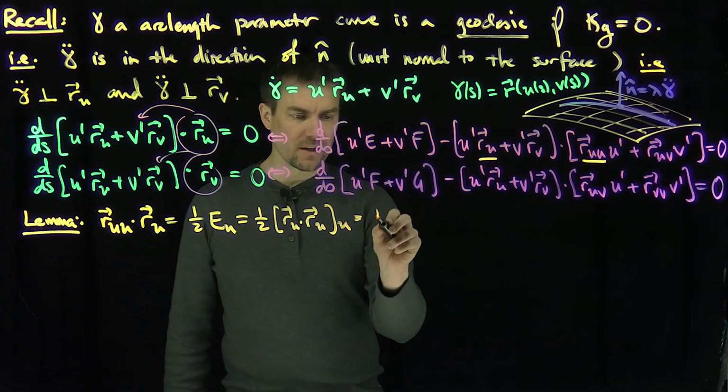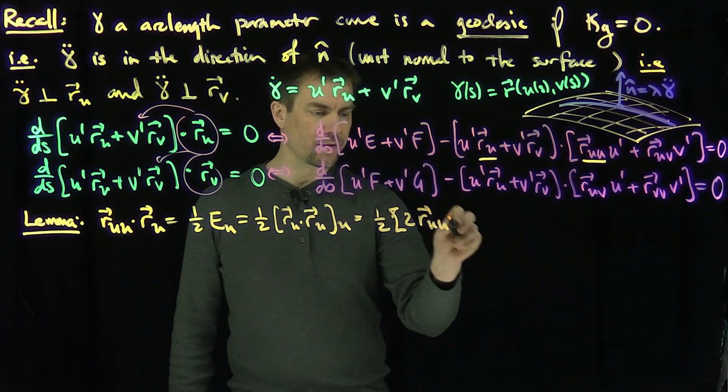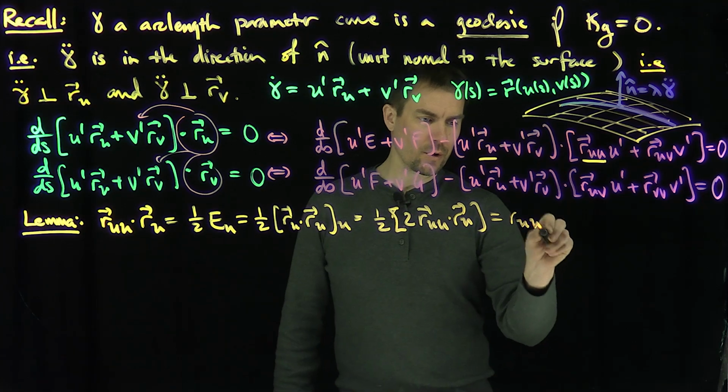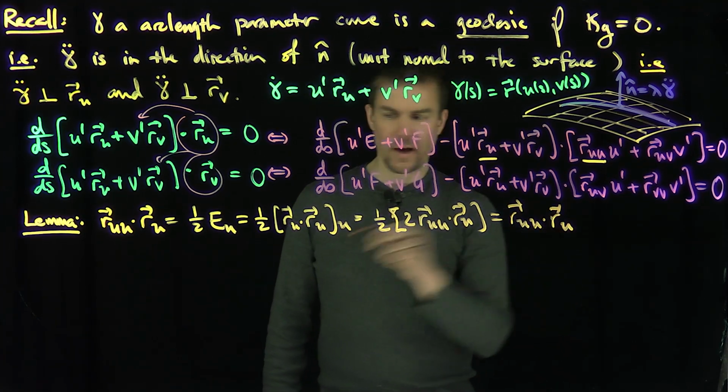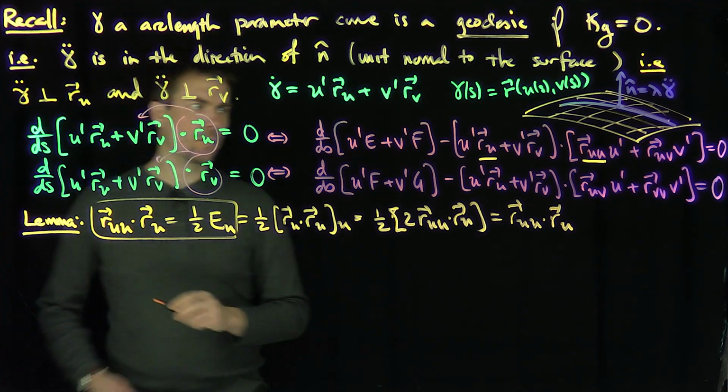And by the product rule, that's going to be 1/2, and then 2 copies of what? 2 copies of r_uu dot r_u, and so that verifies by the chain rule that this is going to be r_uu dot r_u like that. So in other words, this expression over here is 1/2 E_u.